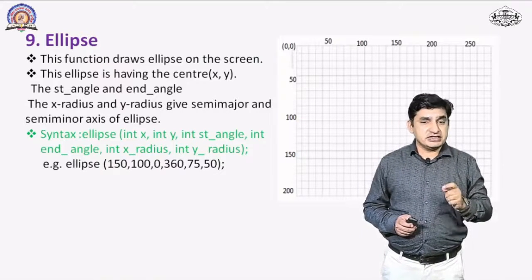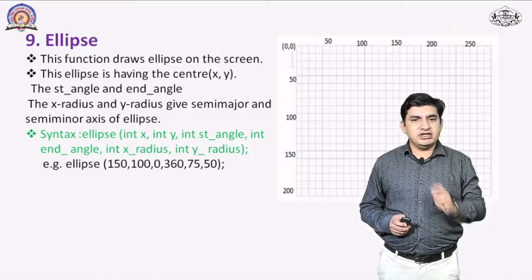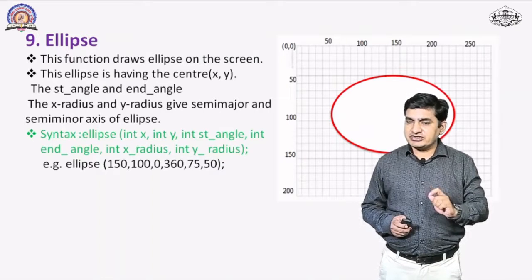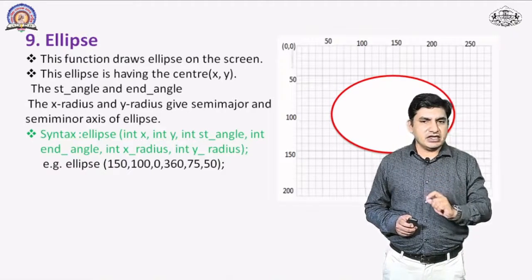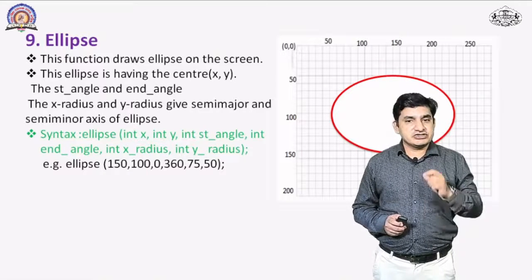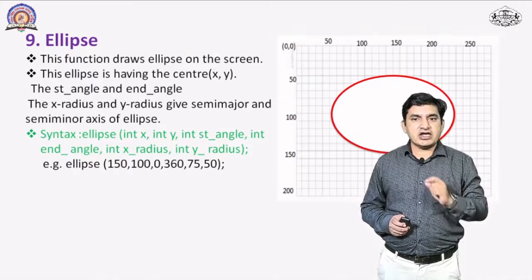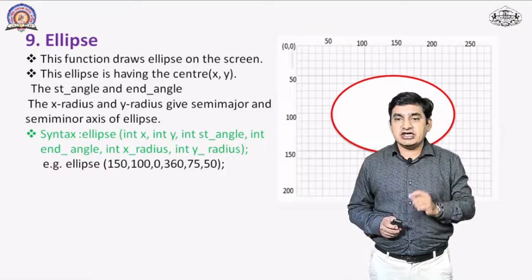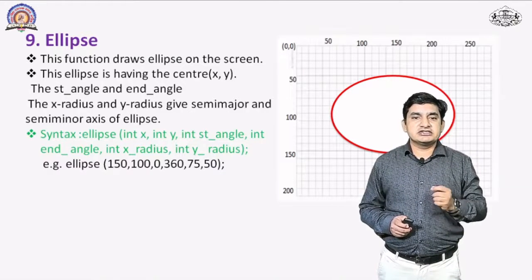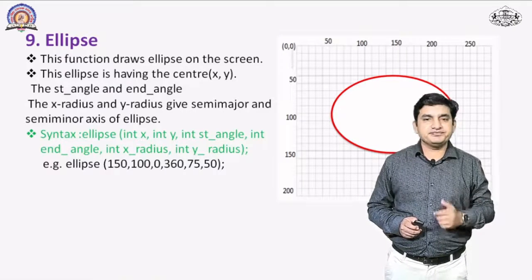Ellipse example: ellipse(150, 100, 0, 160, 65, 50). 150, 100 is the center of the ellipse. 0 is the starting angle and 160 is the end angle, 65 is the radius along the semi major axis, and 50 is the radius along the semi minor axis.